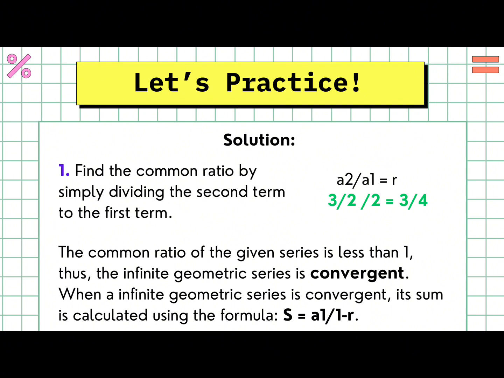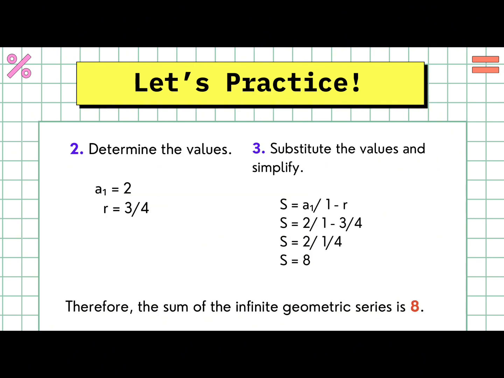To prove that the given series is convergent, we have to find its common ratio by dividing any term by its preceding term. Therefore, 3/4 is the common ratio because 3/2 divided by 2 is equal to 3/4, and it is less than 1. Now let's identify the values. A sub 1 is equal to 2, and r is equal to 3/4. Then we substitute these values into the formula, which makes it S is equal to 2 divided by 1 minus 3/4. And then we simplify.